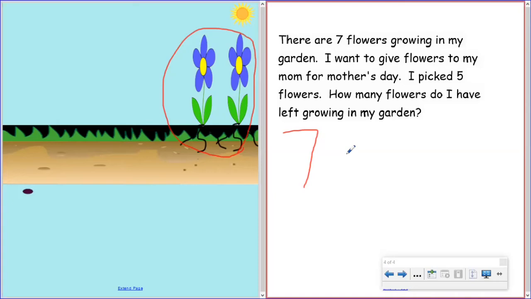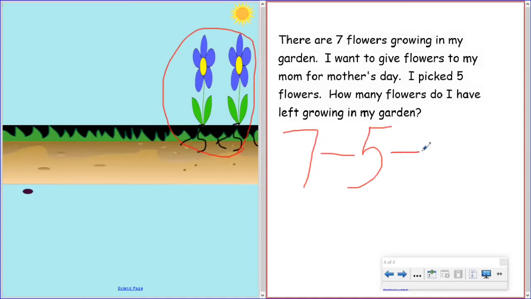Well, when I picked those 5 flowers, I was taking away. I was doing subtraction. And what sign do we use to show subtraction? The minus sign. So there's my minus sign. And how many did I take away? Well, it says I picked 5, so I took 5 away. I'm going to write the number 5. So here we have 7 minus 5.